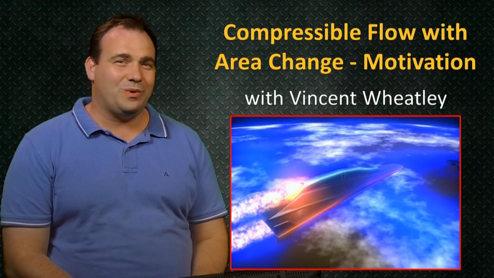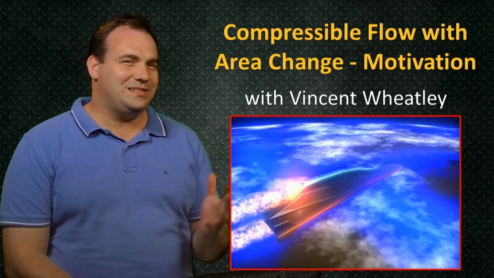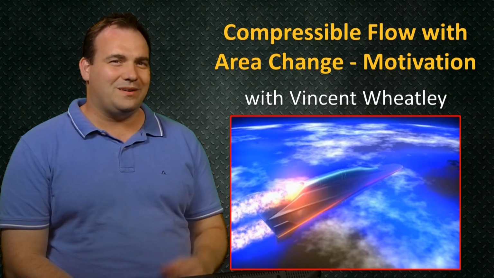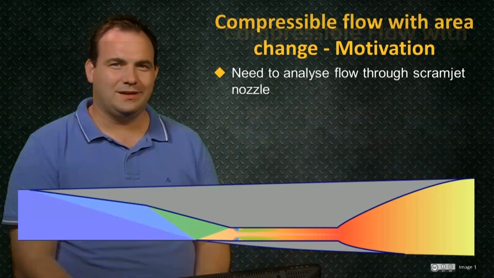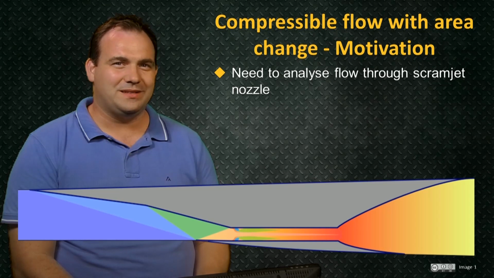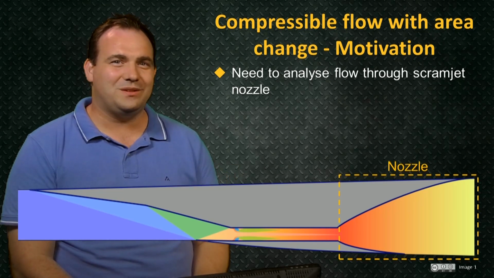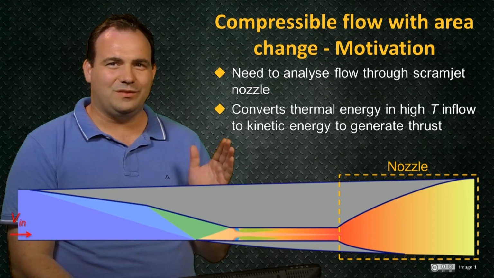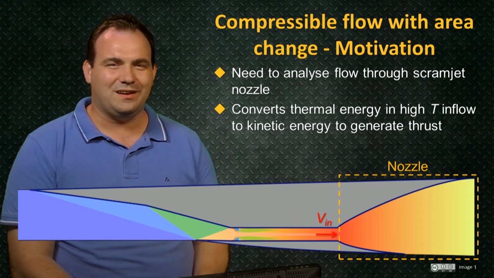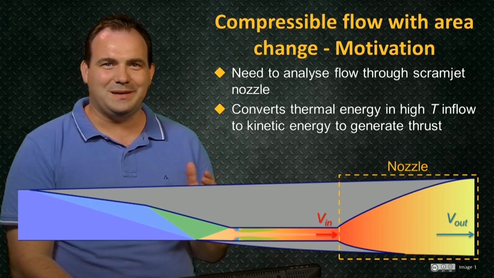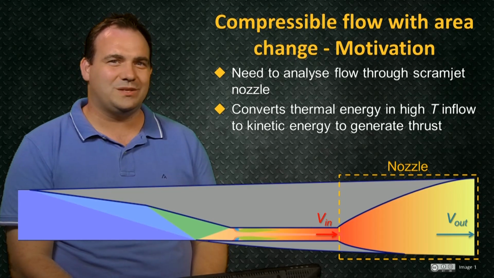This can be achieved by using a nozzle, which is essentially just a flow with area change. In the next few units, we'll examine ideal nozzle flows. Our main goal will be to develop the theory and understanding necessary to analyze the flow through an idealized scramjet nozzle. The purpose of this nozzle is to convert the abundant thermal energy of the high temperature gas exiting the combustor into kinetic energy, so that the high-speed exhaust will impart maximum thrust to the vehicle.